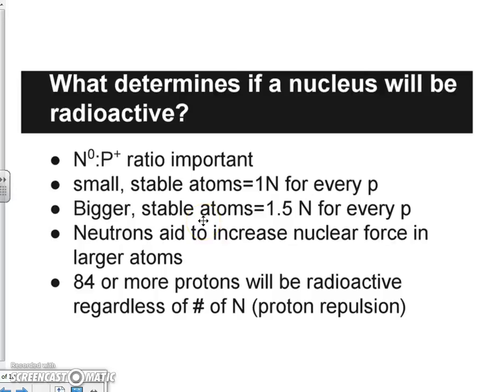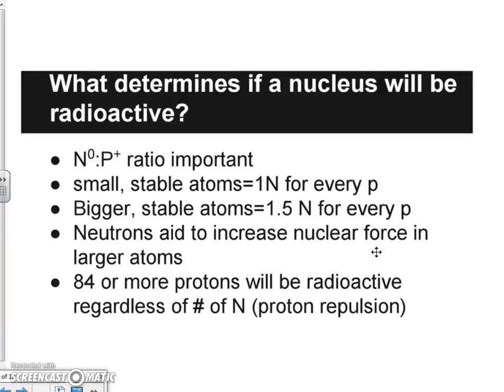So what determines if it is going to be radioactive? It is that neutron to proton ratio. For a small element to be stable, you want 1 neutron for every proton. Bigger atoms, bigger isotopes want 1.5 neutrons for every proton. What this does is those neutrons aid to increase the nuclear force, or the force holding together the nucleus in larger atoms. Because you've got to think, you've got a whole bunch of positive stuff.